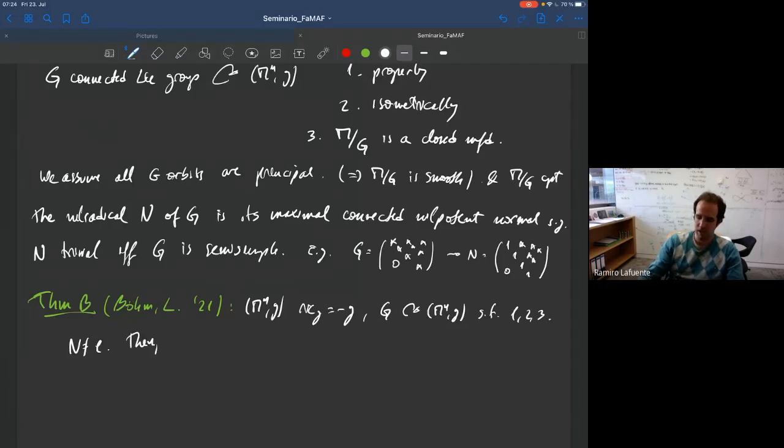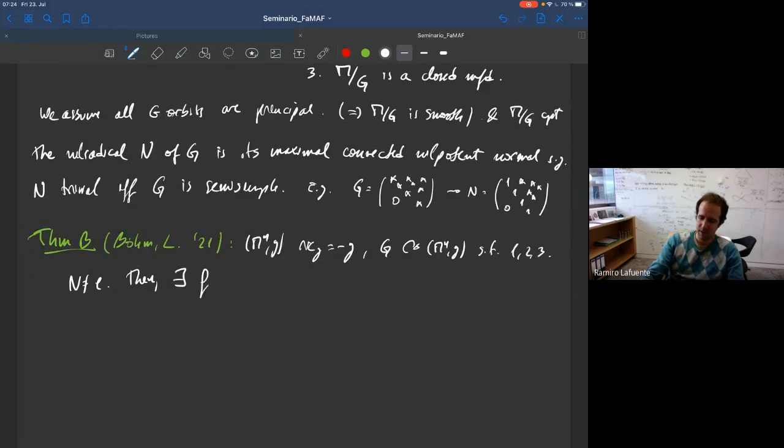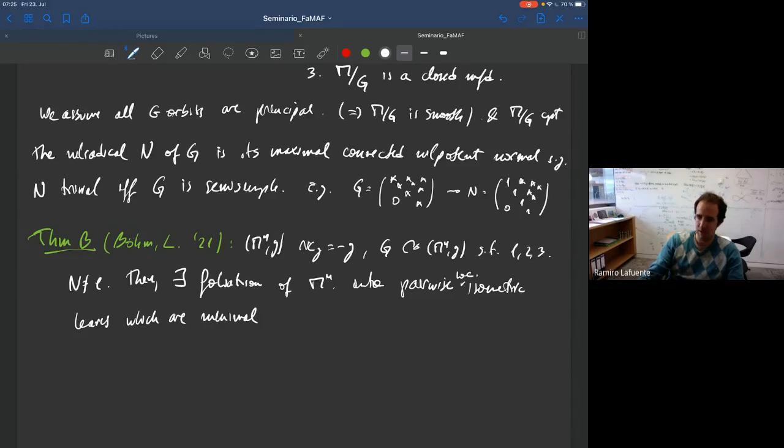Then there exists a foliation of M into leaves, which are pairwise isometric, I think locally isometric. Yes, locally isometric. And minimal, and also Einstein with the induced geometry, submanifolds of M of dimension the dimension of the nilradical plus one. Okay.